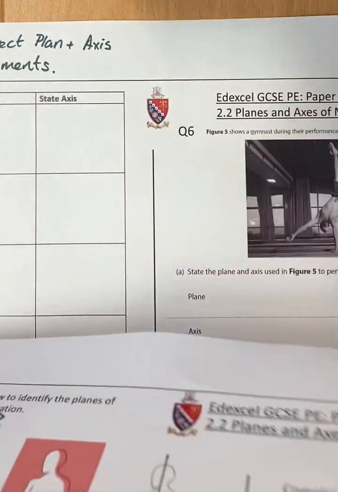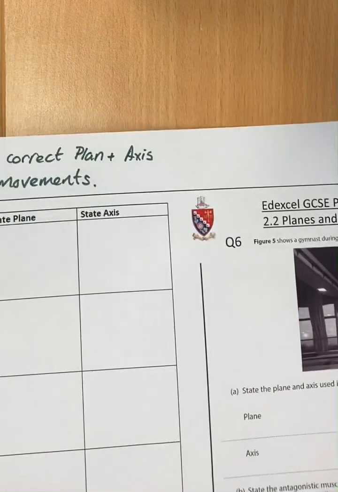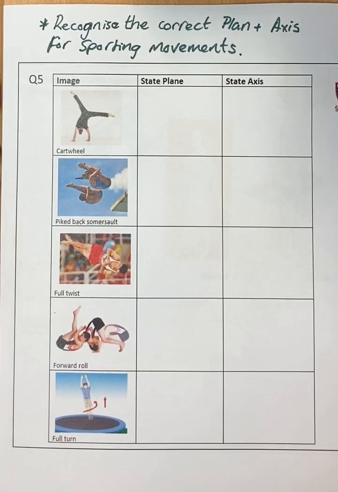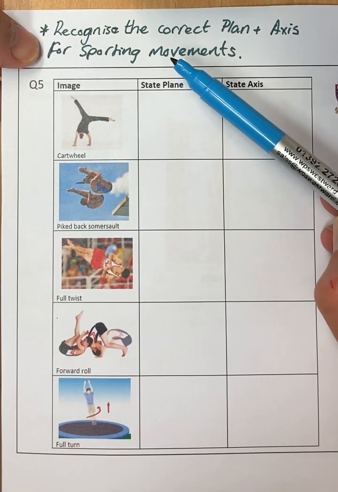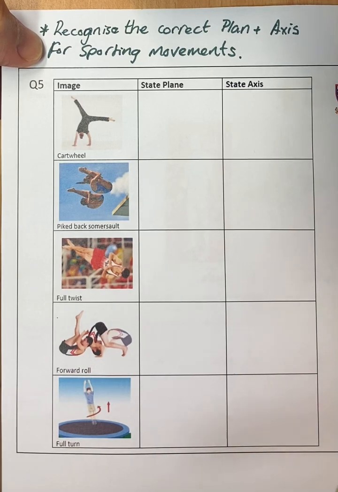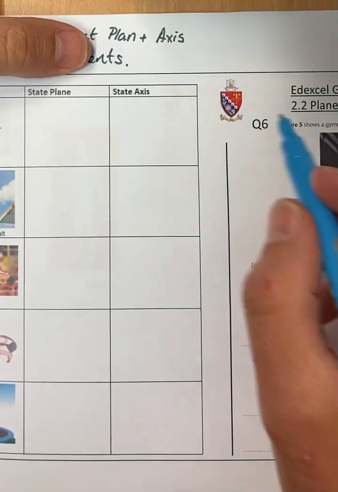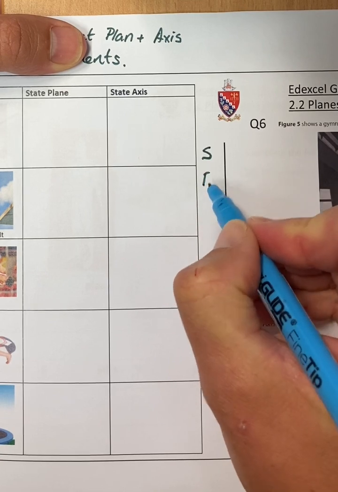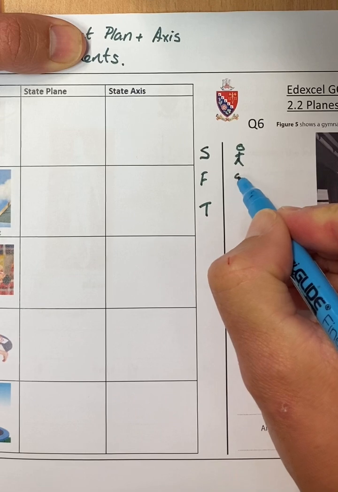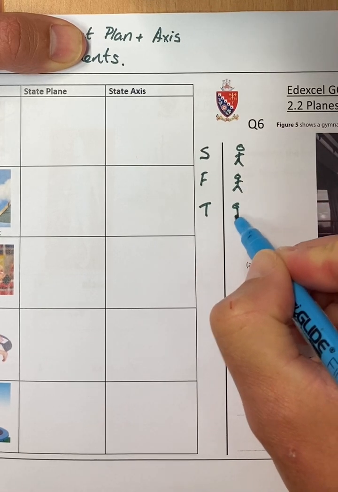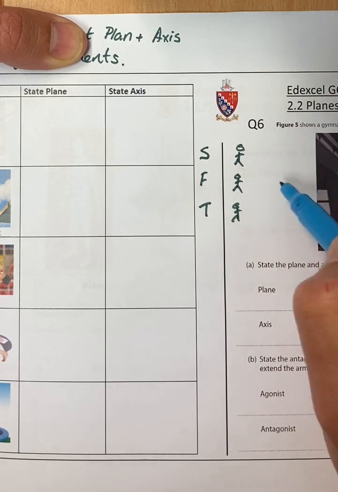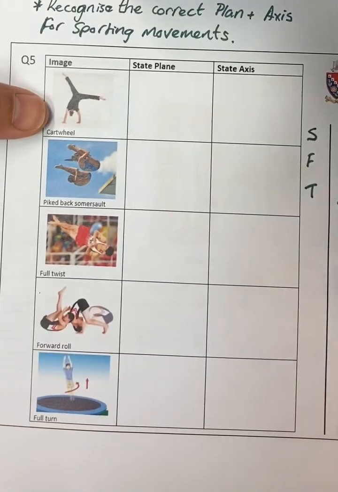Okay, and then on the slightly longer question, so from question 5 onwards, all it's asking you to do is to recognise the correct plane and axis for the sporting movement. So we've got questions on planes and axis. So the first thing you're going to do in this little gap here is you're going to write down stupid flipping test. You're going to draw your 3 naughty stick men. You're going to split, frame, and trap them. You're going to write down what the actual plane is. You're going to write down the opposite of the axis, and then you can work it all out.